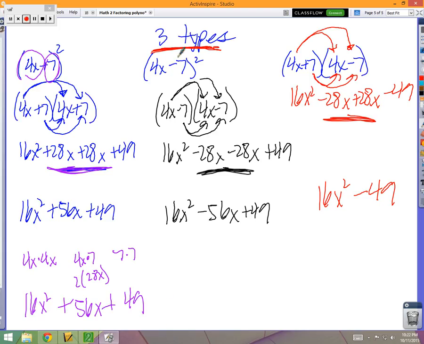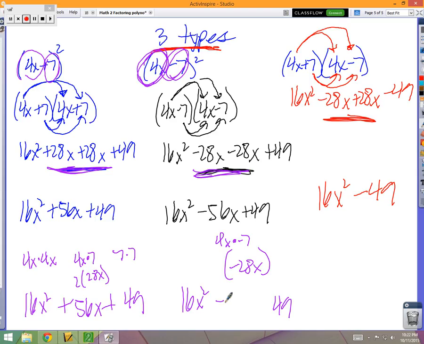Okay, and it's the same with minus. Your first term is going to be that times itself. 4x times 4x is 16x squared. Your last is going to be that times itself. Minus 7 times minus 7 is positive 49. Your middle is going to be times them together. So 4x times a negative 7, that's a negative 28x. And then you just double it, because there's going to be 2 of them. So it's going to be negative 56x.